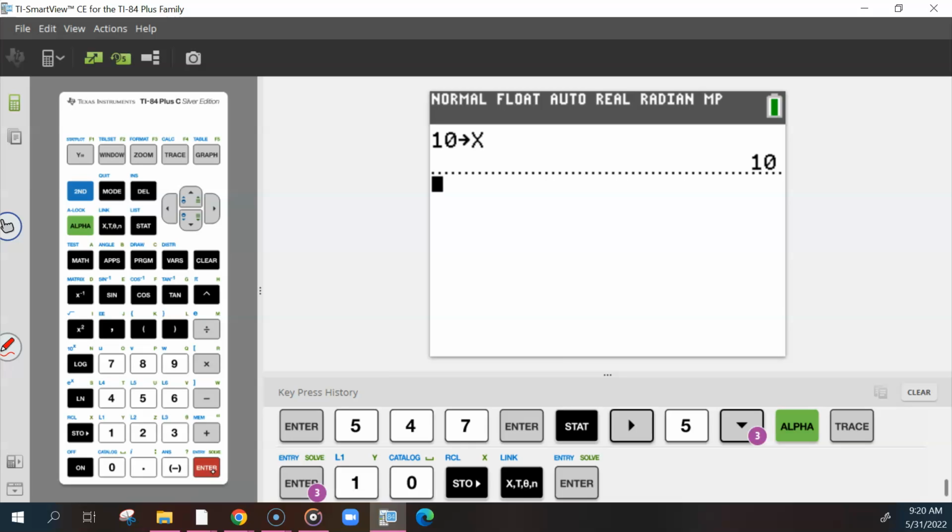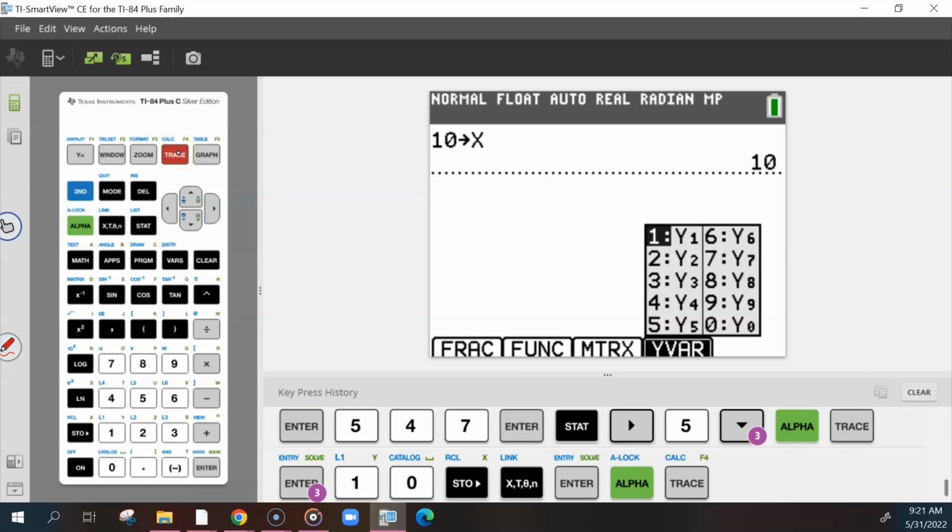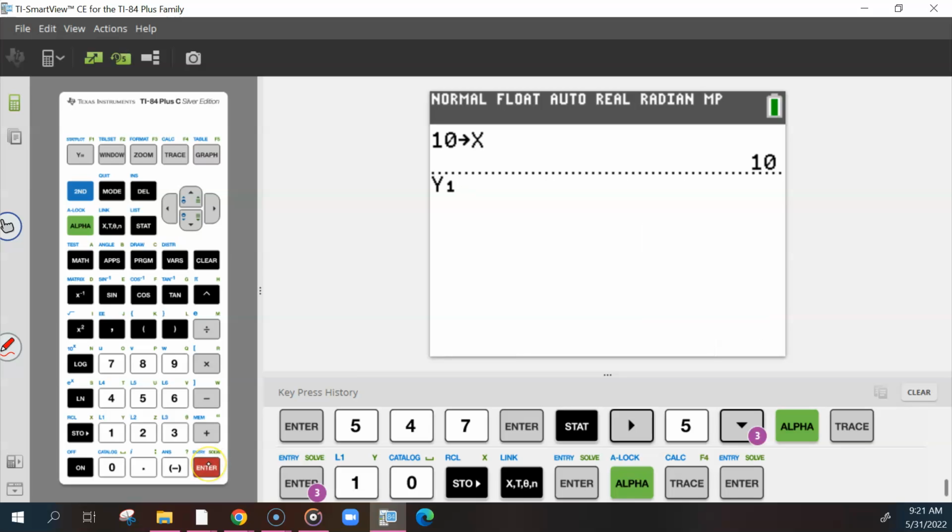Is this part on the sheet? No. After this, you're going to go into alpha trace, grab wherever you stored your equation. I put mine in y1 and hit enter again, and that would give you your answer. So our height would be 403 feet. And then I'm going to show you another way you could do this with a calculator.